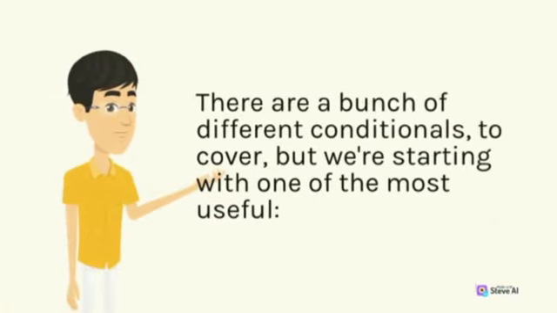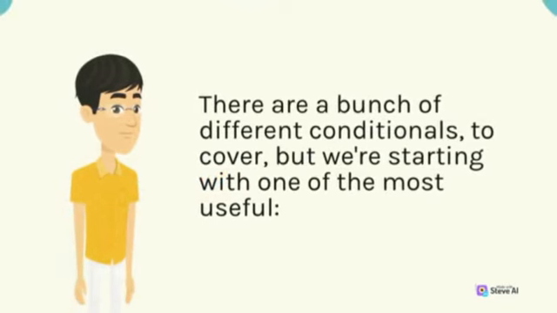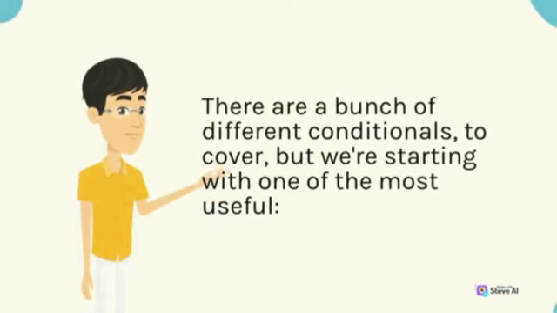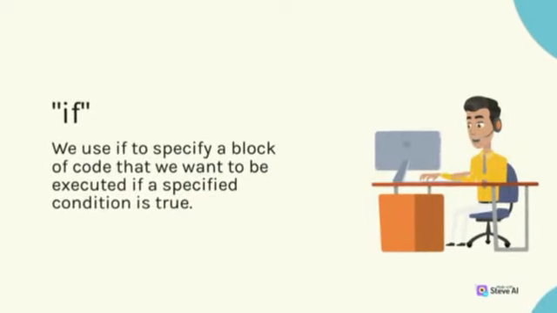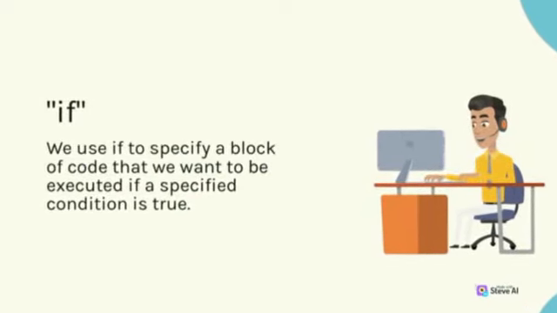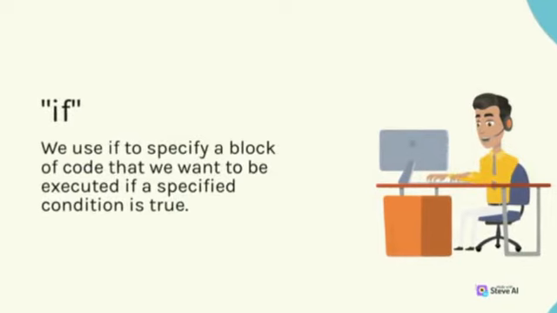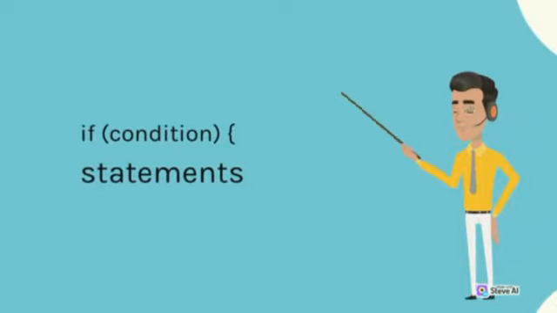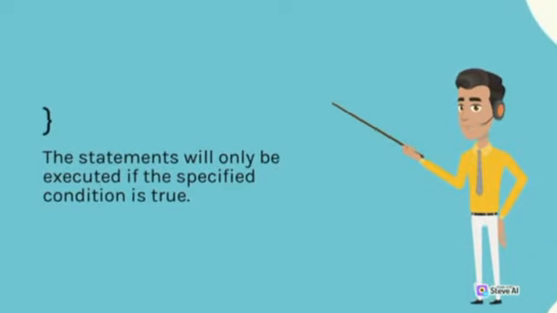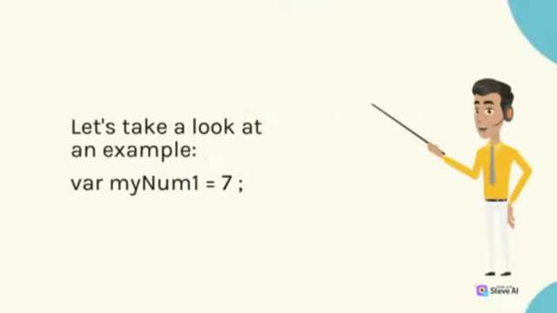There are a bunch of different conditionals to cover, but we're starting with one of the most useful: if. We use if to specify a block of code that we want to be executed if a specified condition is true. If (condition) { statements }. The statements will only be executed if the specified condition is true. Let's take a look at an example.